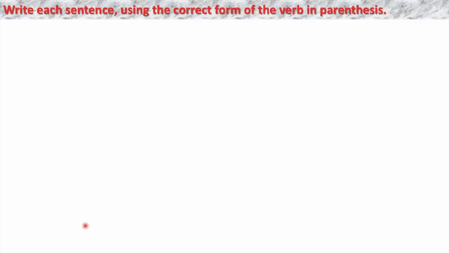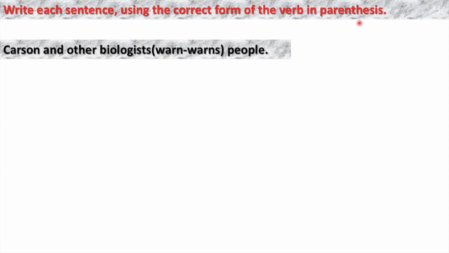One more practice. Write each sentence using the correct form of the verb in parentheses. Carson and other biologists were or weren't people. Simple or compound subject? Compound. So, singular or plural subject? Plural subject. So I use what? A plural verb. Were.